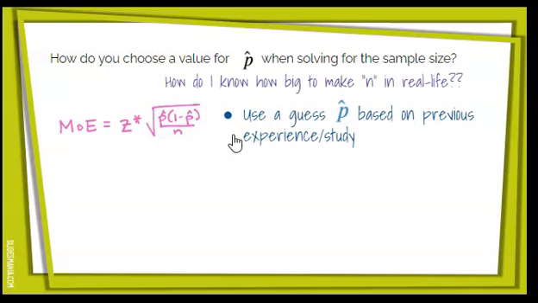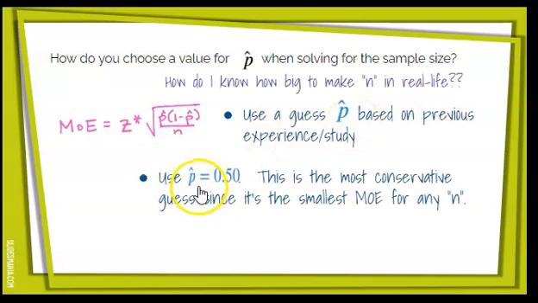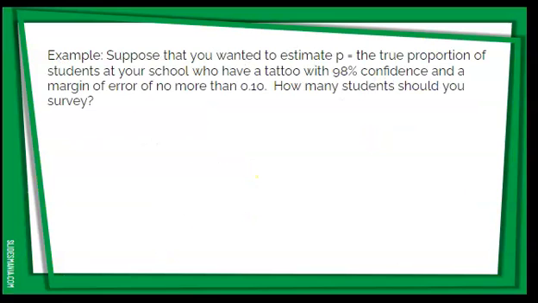Well, a couple things. You can use a guesstimate p-hat that's based on a previous experience or study, and that would be stated in the problem. Or if the problem doesn't state a previous p-hat value or p-value, then we use a p-hat of 0.5. And this is the most conservative guess since it's the smallest margin of error for any value of N. So we're going to use p-hat of 0.5 if they don't give you anything else.